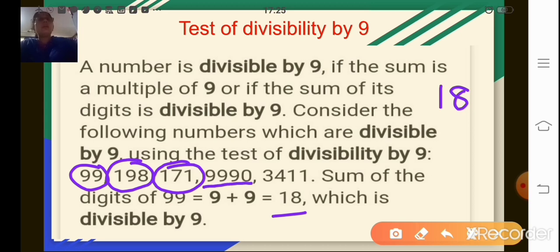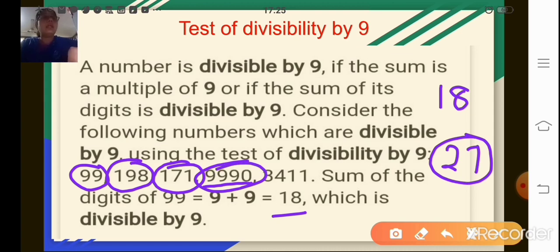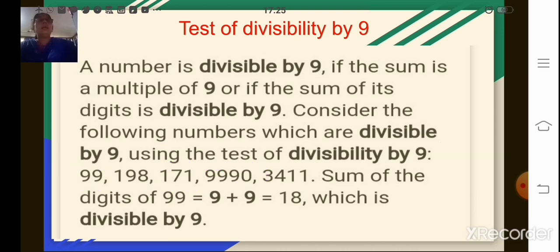Now take this number 9,990. So 9 plus 9 plus 9 is how much? 27. Plus 0 is 27. Now 27 is easily divisible by 9. So you can say that this number is also divisible by 9. Okay. So if you add the digits and the sum is a multiple of 9, divisible by 9, that means the original number is also divisible by 9.